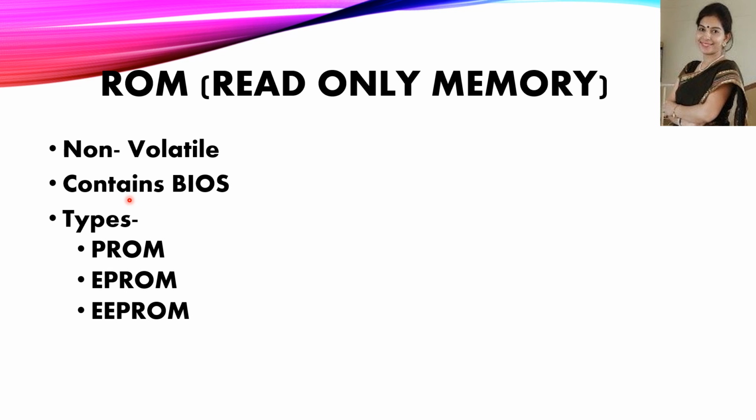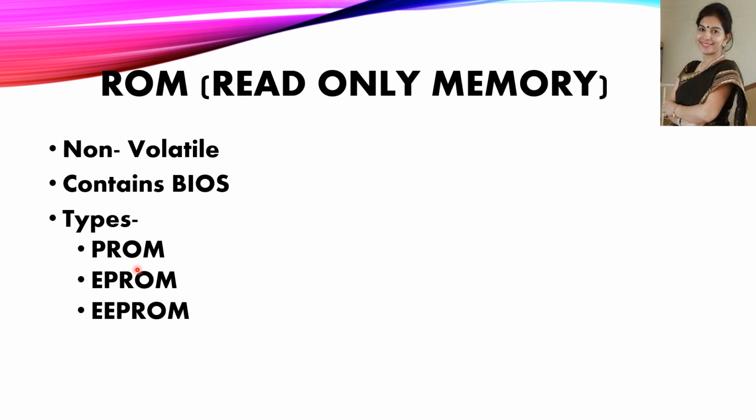Now this ROM is also of different types. First is PROM, or programmable read-only memory. It is a blank ROM chip on which you can place items permanently, and these programs are in the form of microcode instructions. Now the second type is EPROM. What is the full form of EPROM? Erasable PROM, erasable programmable read-only memory.